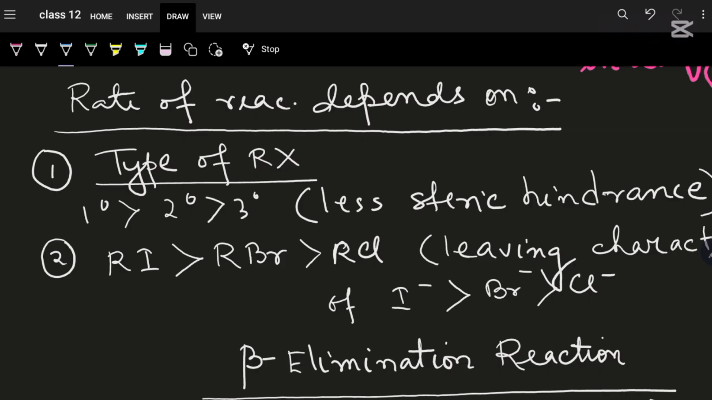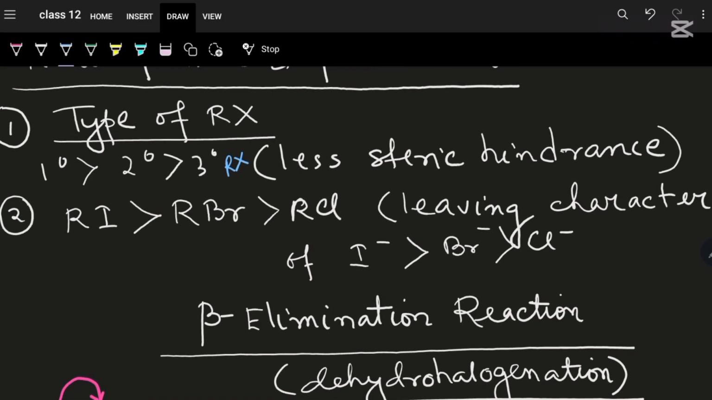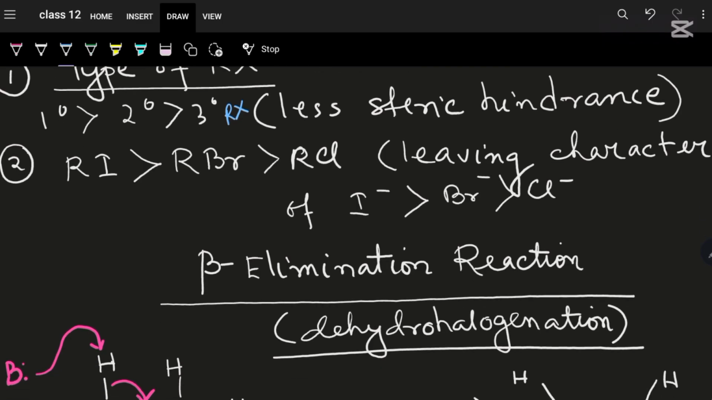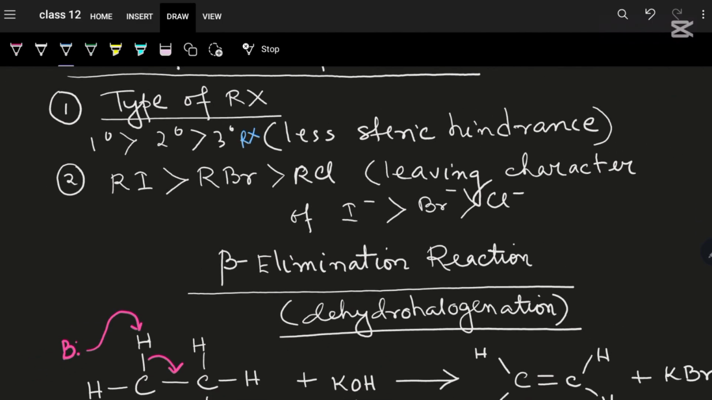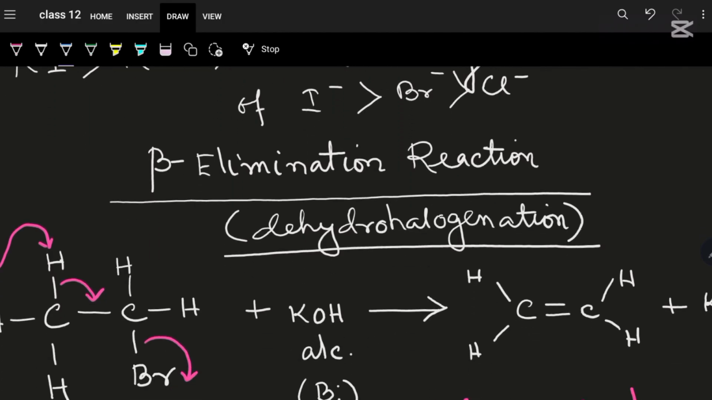So the rate of the reaction depends basically on the type of RX, and why? Since it is a rear side attack, the less sterically hindered substrate will give a better rate. So the rate order is 1 degree greater than 2 degree greater than 3 degree RX. Now, since the carbon to halogen bond is breaking, the bond enthalpy will decide the leaving character. So I minus is greater than Br minus is greater than Cl minus.